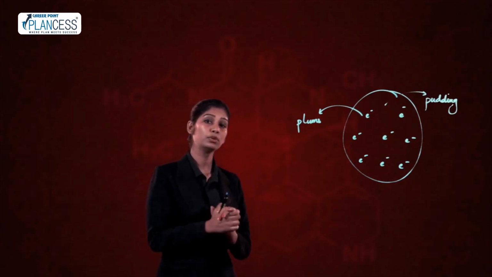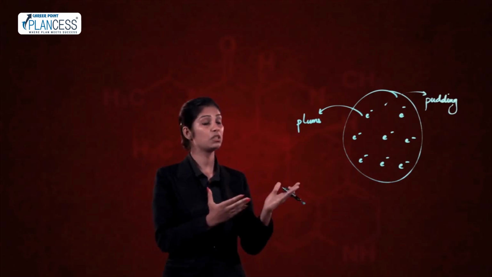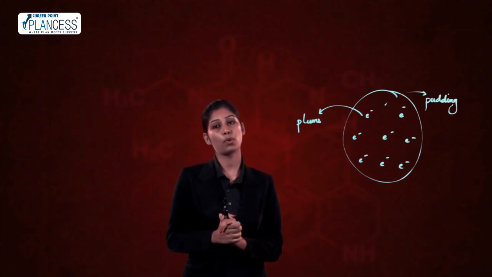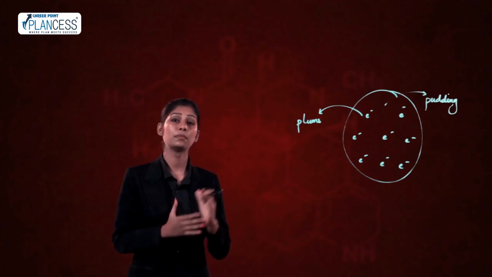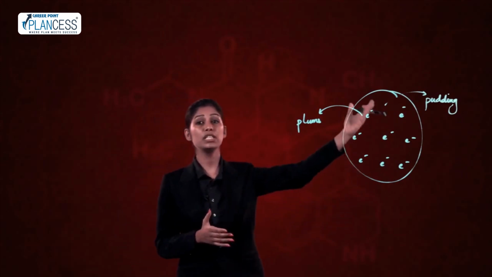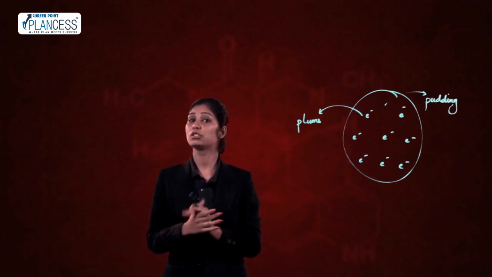But this model failed as it could not explain the stability of an atom. An atom can only be stable if it has equal positive and negative charges. But here he did not explain the distribution and arrangement of the electrons with respect to the positive sphere. He also considered the mass of the atom to be evenly distributed, which is not the case.